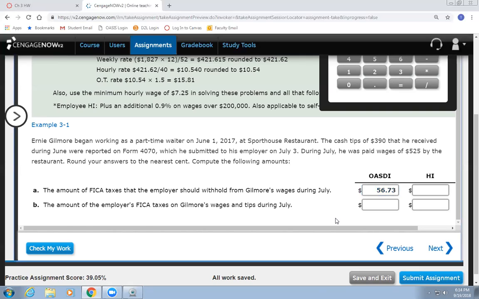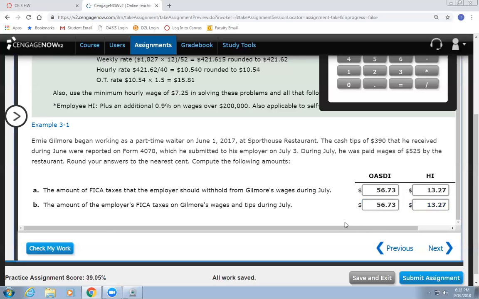So that's how much the employer is going to withhold, and how much the employer is also going to pay in FICA taxes towards Social Security. And then on the high side, again, it's just $915 times 1.45%. So what is the Medicare tax withheld? Perfect. Yes, $13.27.